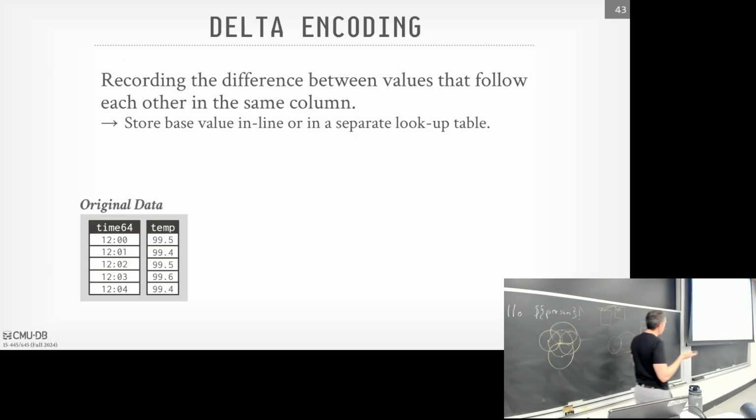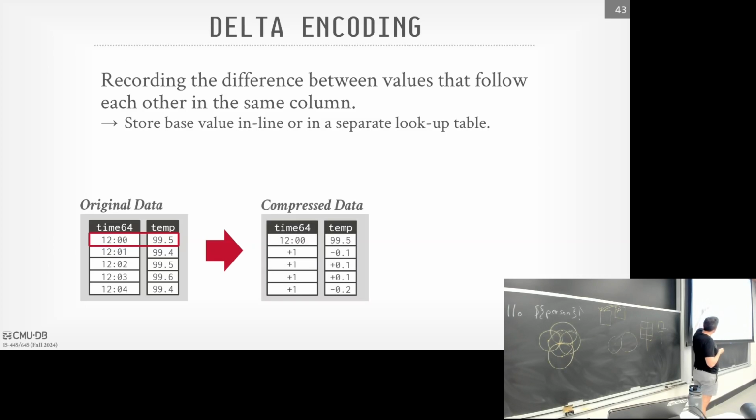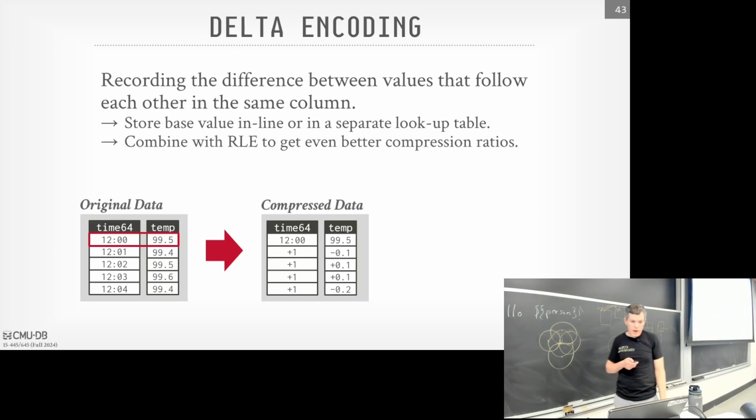So if I'm keeping track of temperatures at different times, at different minute offsets, right, the time is always going to increment by 1 minute, and then the temperature is not going to fluctuate massively within 1 minute, right? It's not going to go from 99 degrees to 0 degrees in a minute, at least in most cases. So in this case, I use the first entry as my starting point, and then all the data that comes after it is just plus or minus from the previous value, right?